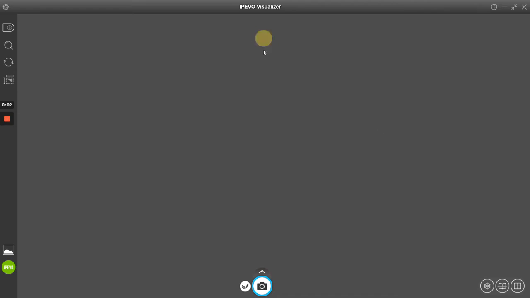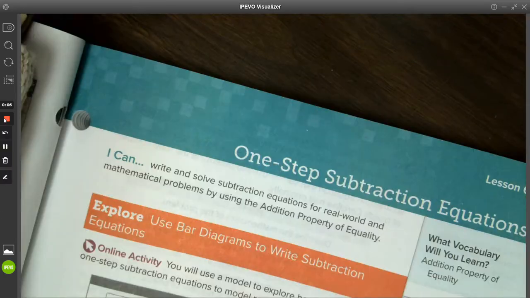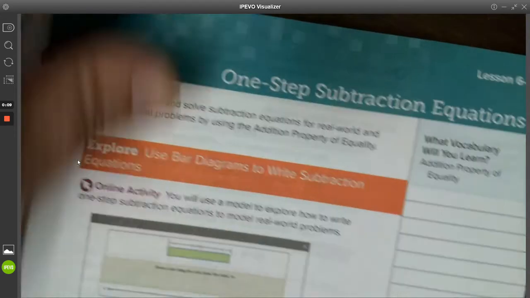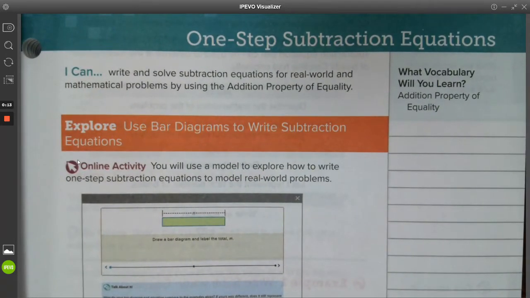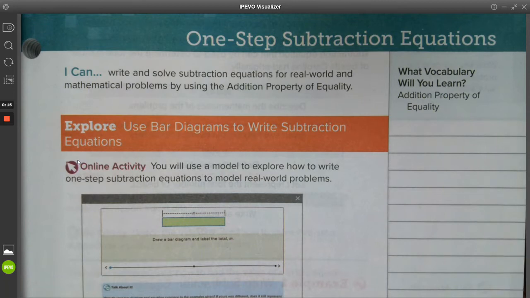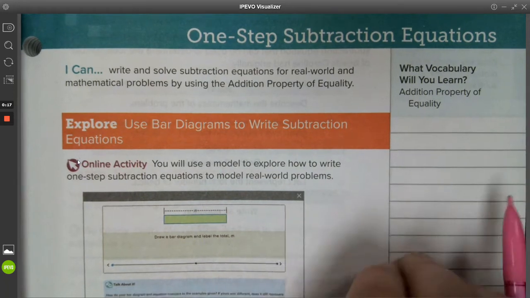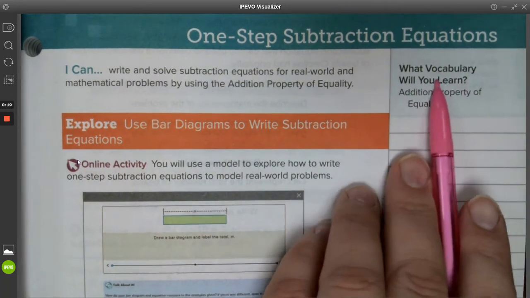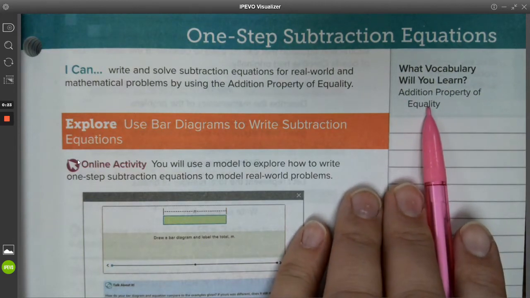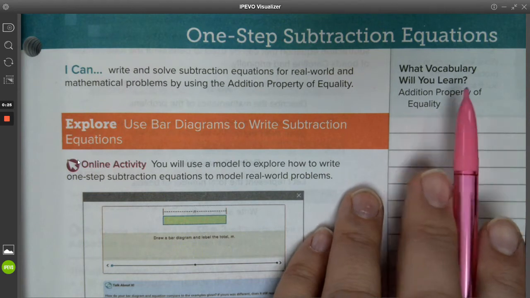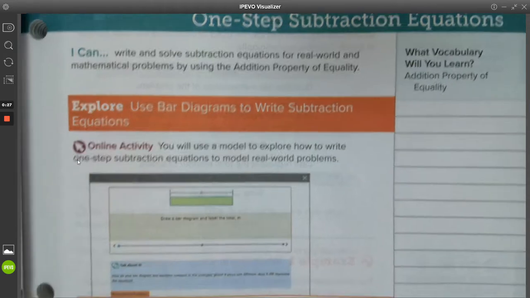Everybody. Today we are going to be talking about one-step subtraction equations. We're on lesson 6.3, working on writing and solving equations dealing with subtraction. Now, the vocabulary that we will be talking about is the addition property of equality. So this is a way that we can solve subtraction problems.